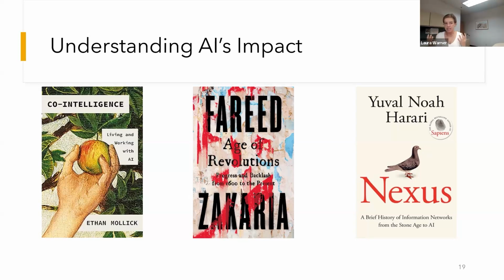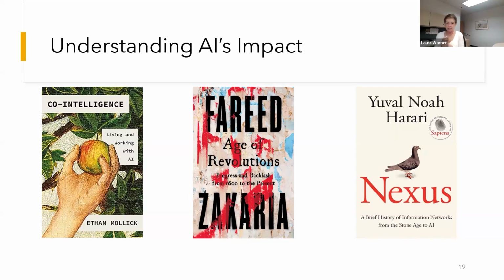It looks at how these big waves and movements have changed our lives and how they've changed how we interact with each other, our sense of self. And this is what's going to happen with AI, but even in a more vast and widespread way.